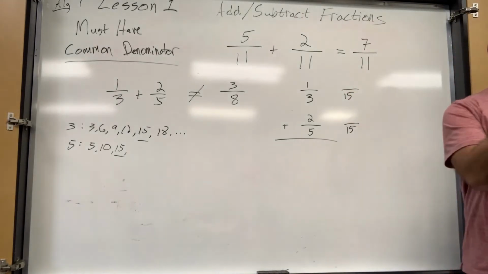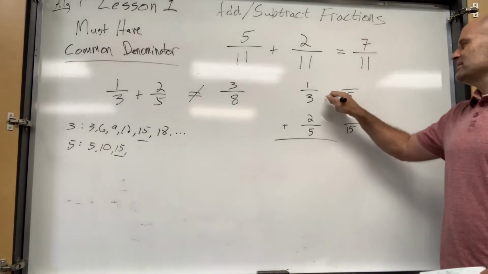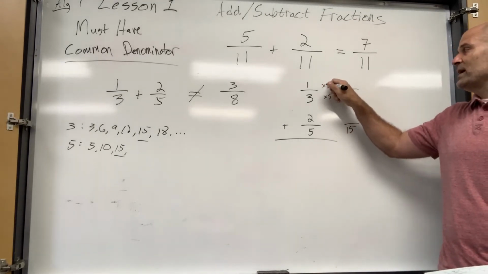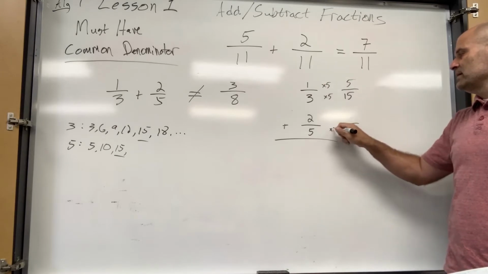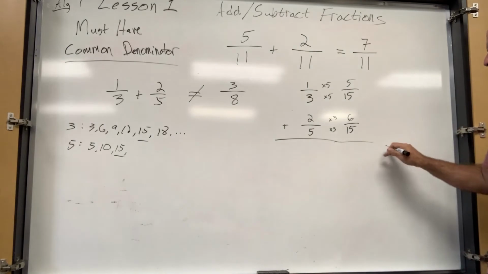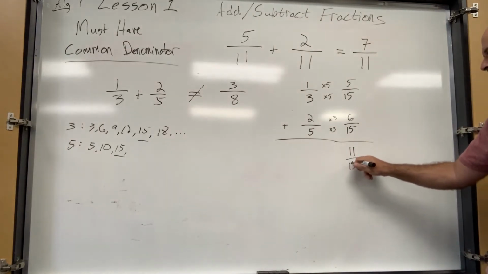Are you doing this like a 5? Okay. So times 5. So whatever you do to the bottom, do to the top. Times 5, times 5. So 1 times 5 is 5. This is 3. So 2 times 3 is 6. Add them together now because they're common denominators, for 11/15.